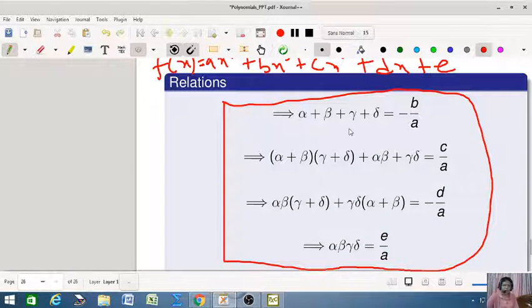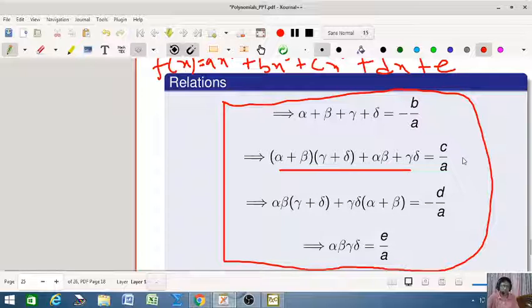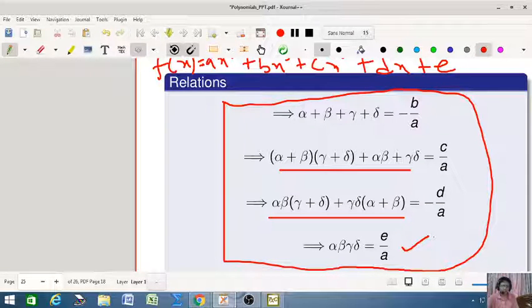So you have alpha plus beta plus gamma plus delta. You know how I am getting these results. Already you have the knowledge of that, and the sum of the zeros is equal to minus b by a, the product 2 taken at a time is c by a, product 3 taken at a time is minus d by a, and the last one, the product of the roots, is e by a. So that was the full polynomial concept.